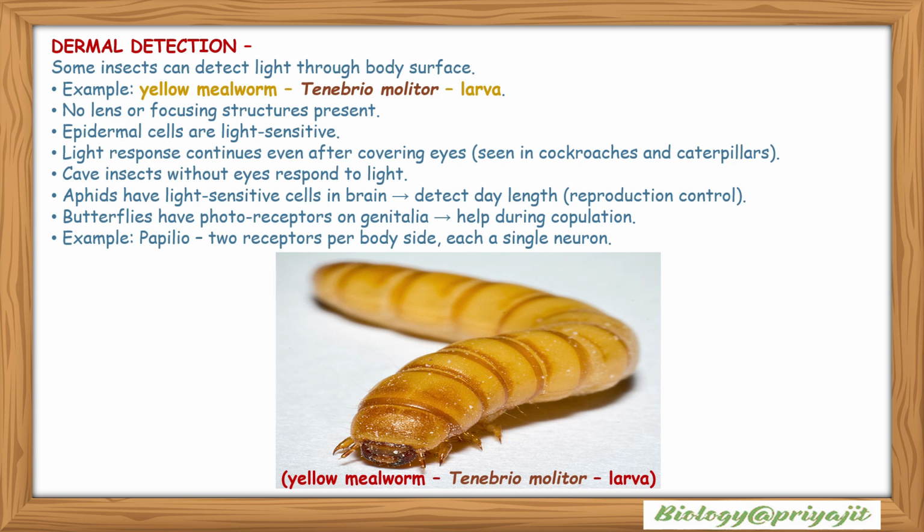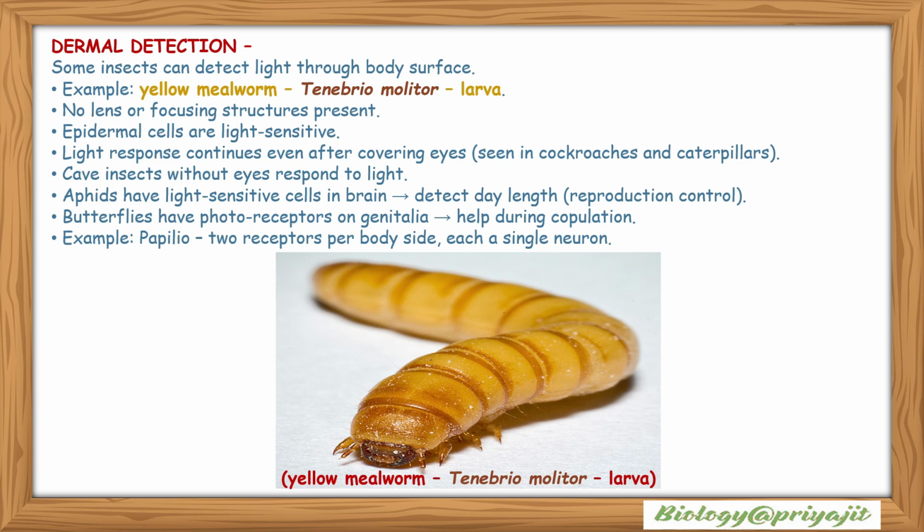Dermal detection. Some insects can detect light through the body surface. Example, yellow mealworm or Tenebrio molitor larva. Though no lens or focusing structures are present in yellow mealworm, epidermal cells are very much light sensitive. Light response continues even after covering eyes, which can be seen in cockroach and caterpillars. Cave insects, which are blind in nature, can respond to light without eyes.